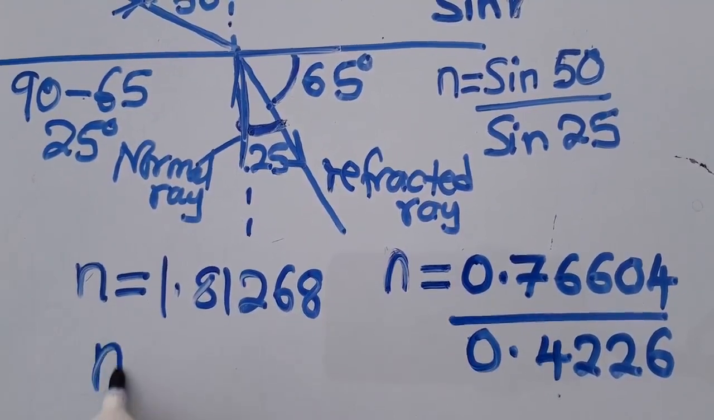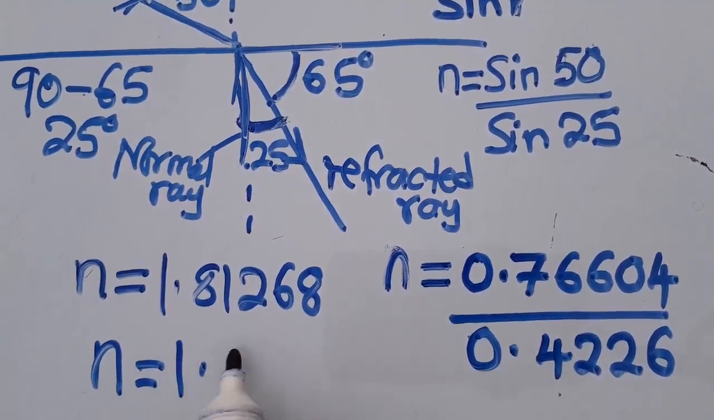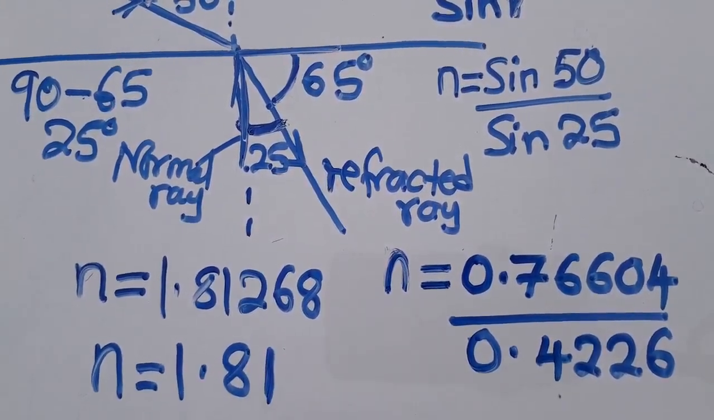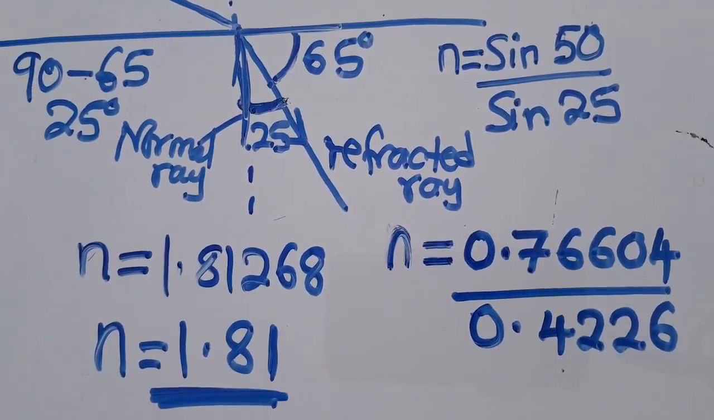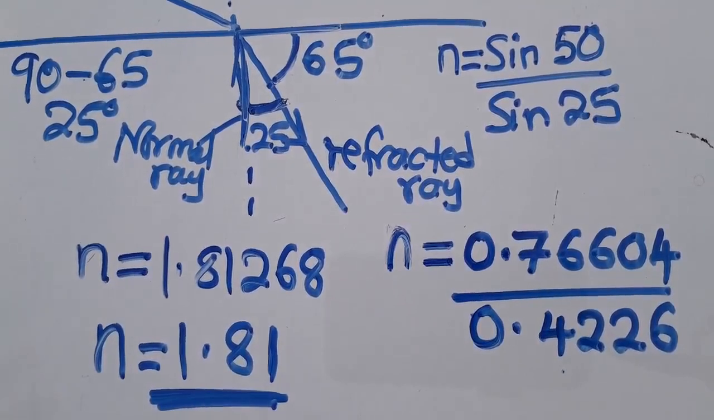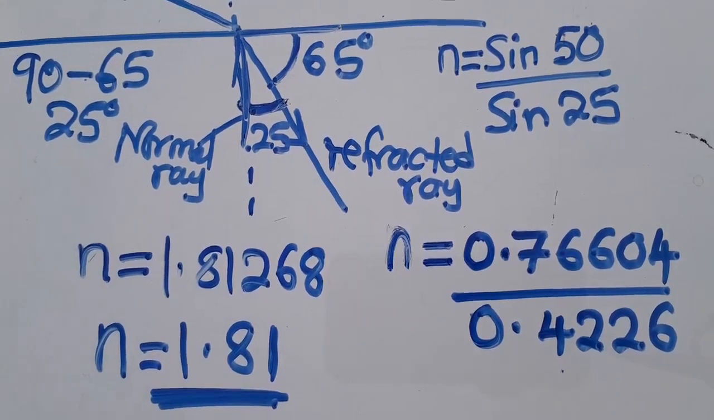You can round it off to 2 decimal places. So if you round it off to 2 decimal places, it will be like this. This is the answer. This is a refractive index, no units. Some people will try to put units, but that is not right. Refractive index has no units. Don't include units on the refractive index. These are the procedures that you need to do.